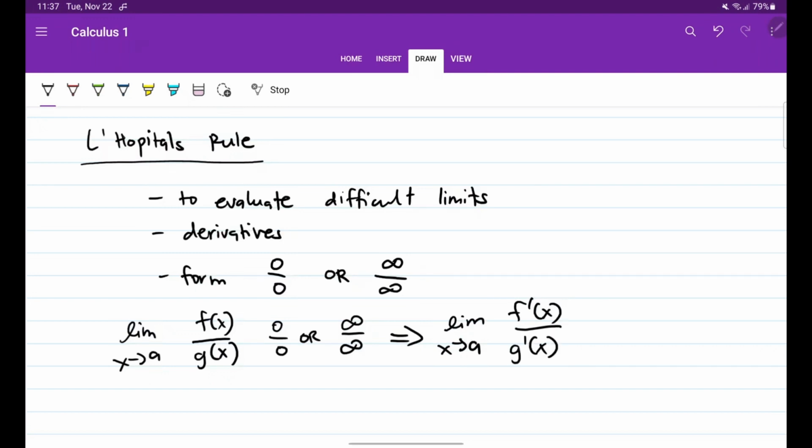Meaning, we can take the derivative of the numerator and take the derivative of the denominator and evaluate yung limit again as x approaches a and equal yung dalawang limit na to. Okay, so yun yung L'Hopital's rule.